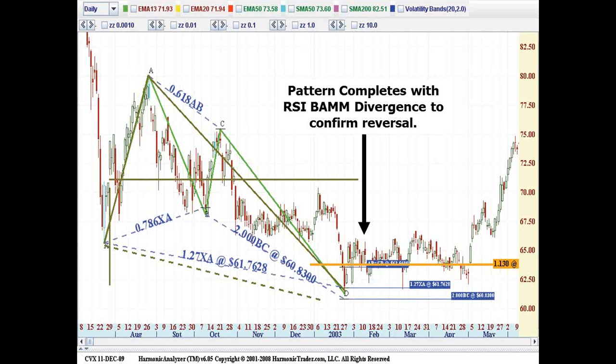But with the understanding that RSI brings us, that RSI divergence and the reversal behavior of the RSI, that tells us that the pattern unto itself is a very substantial opportunity, more so than any other pattern alone.